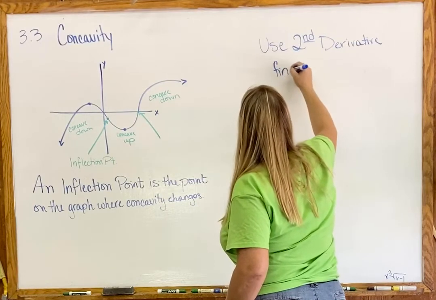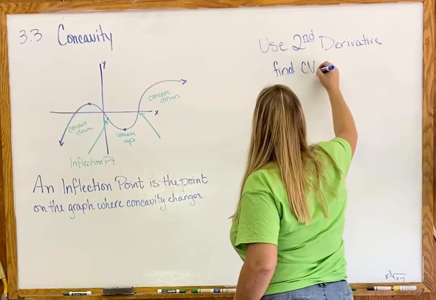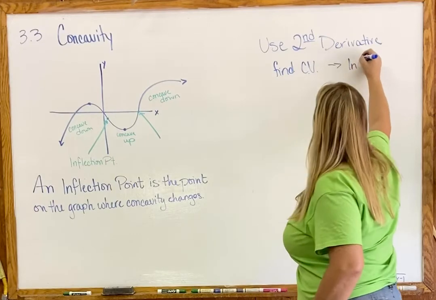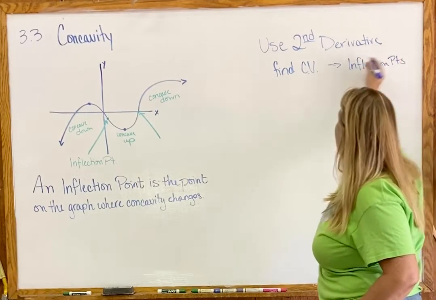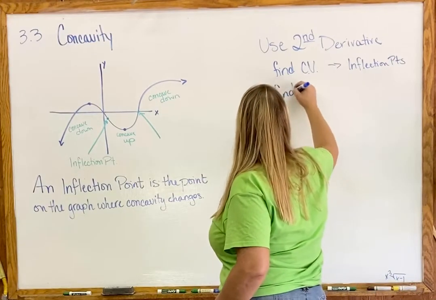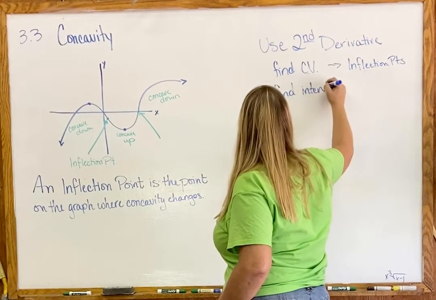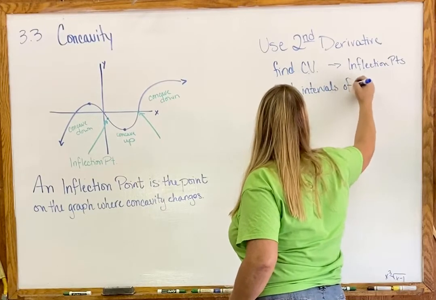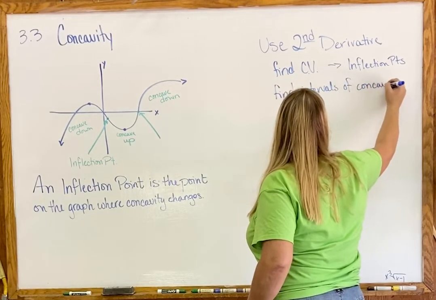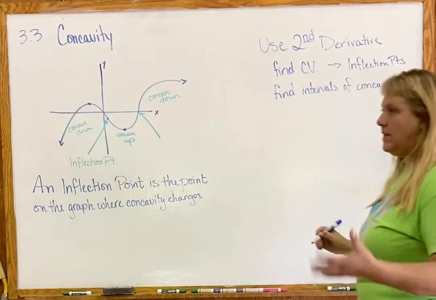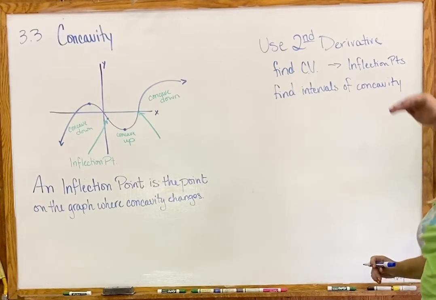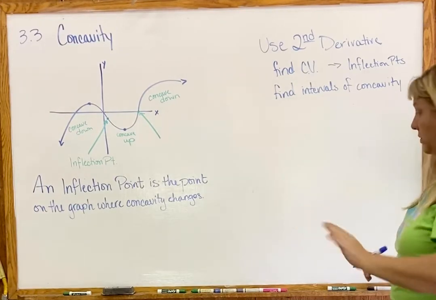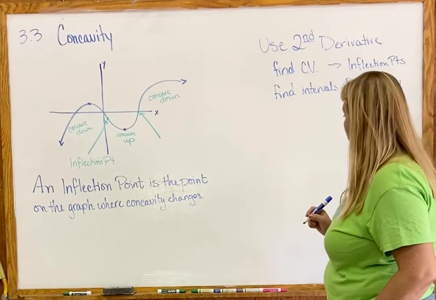We're going to find critical values, but this time these critical values are going to be these inflection points. They're not maxes and mins, they're inflection points. And then we can find intervals of concavity. So it's basically doing exactly the same thing that we did in 3.1 and 3.2, but with the second derivative, and the second derivative will tell us whether we are concave down or concave up. So that's what we're looking at here.